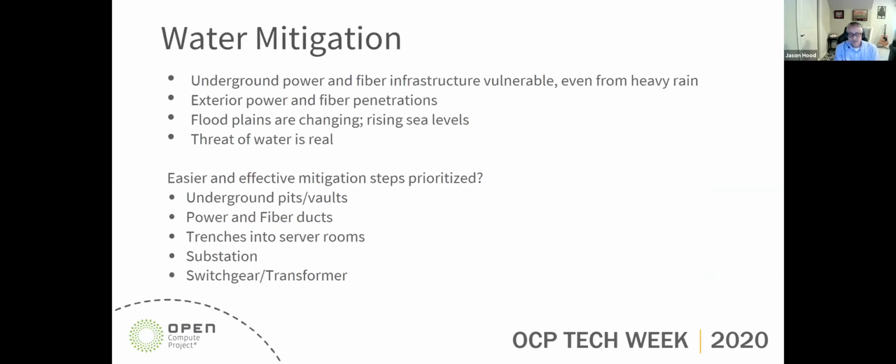So to summarize this, again, underground power and fiber infrastructure is vulnerable, even from heavy rain. Even if you're not next to the sea, it still represents a threat. And exterior power and fiber penetrations, that's an area where they are under threat, and there are solutions for that. And the threat of water is real.